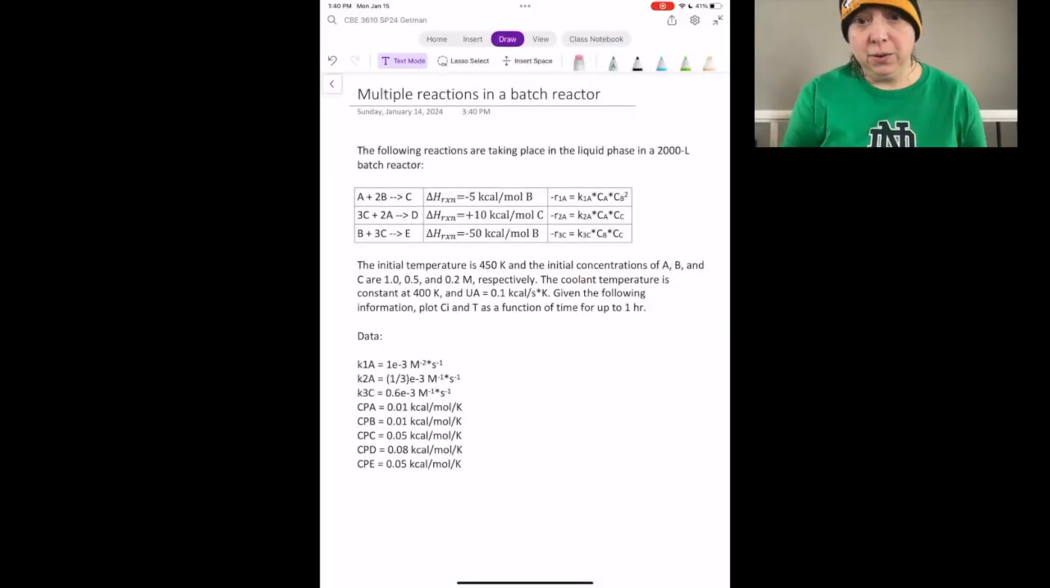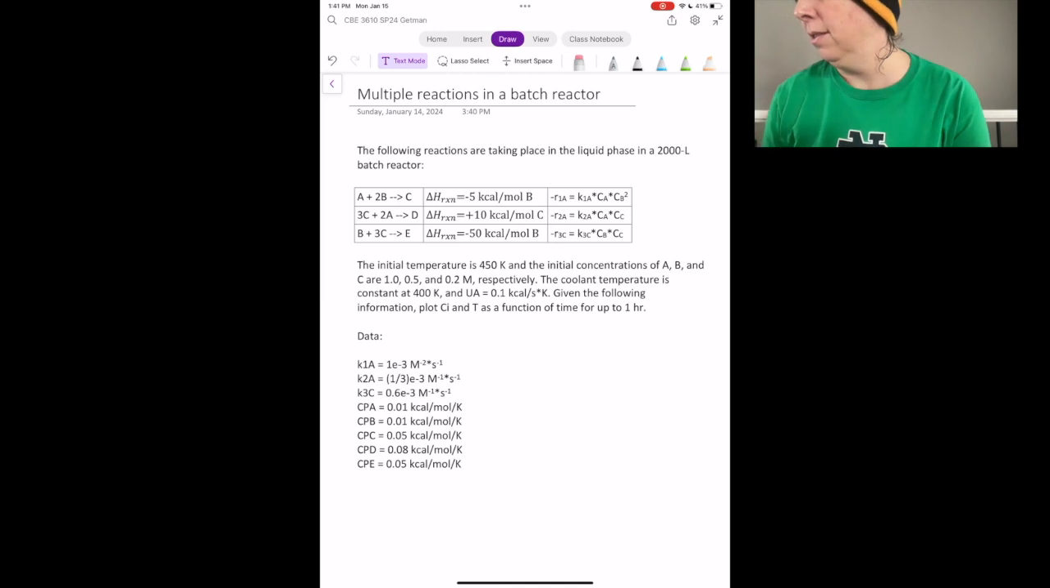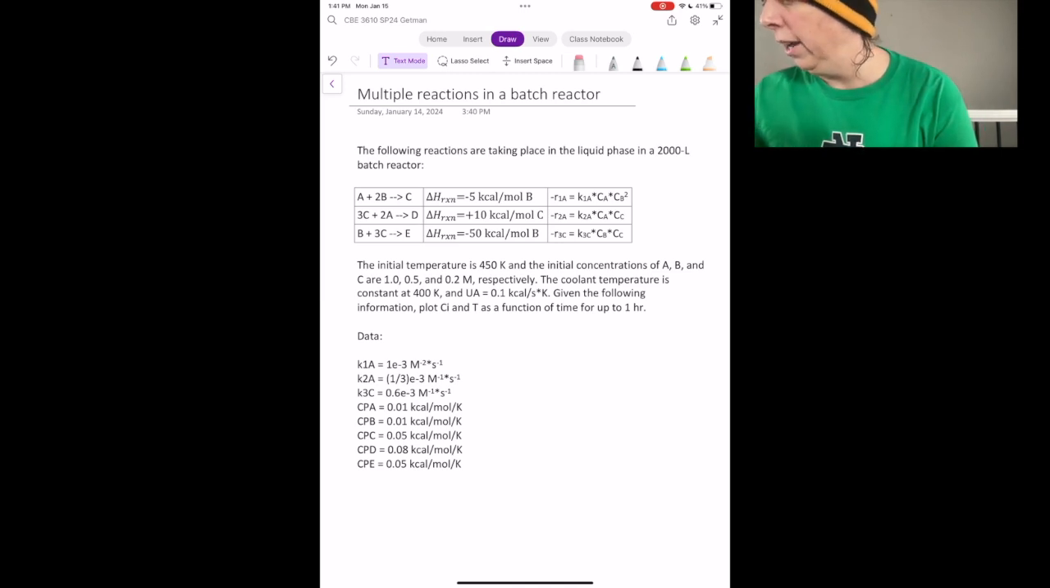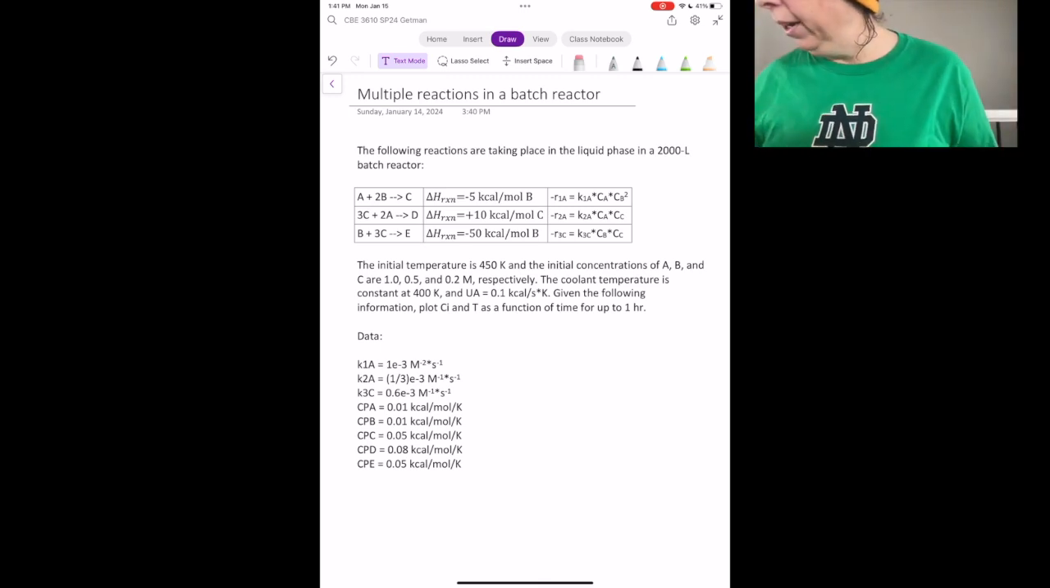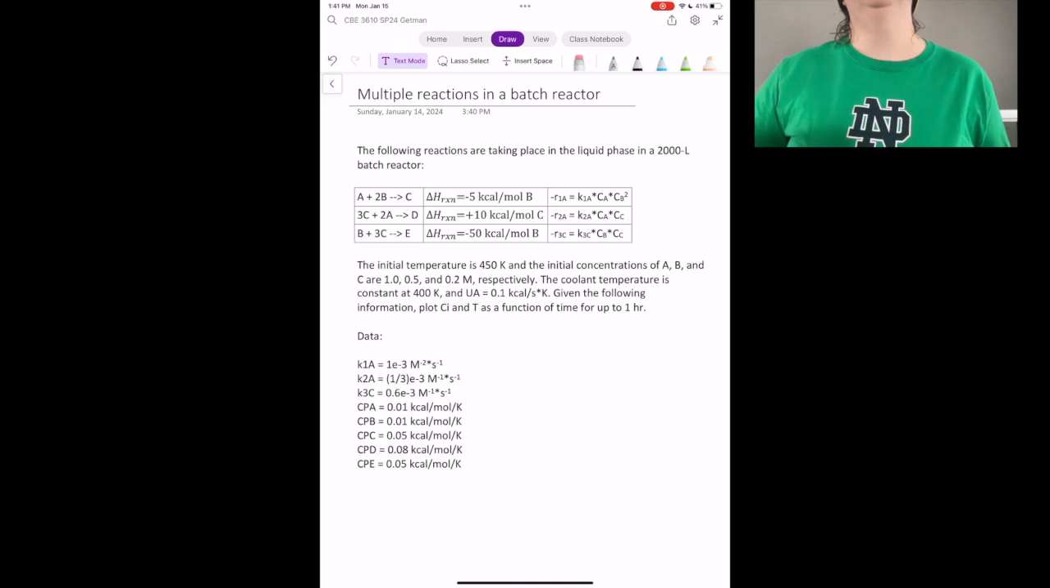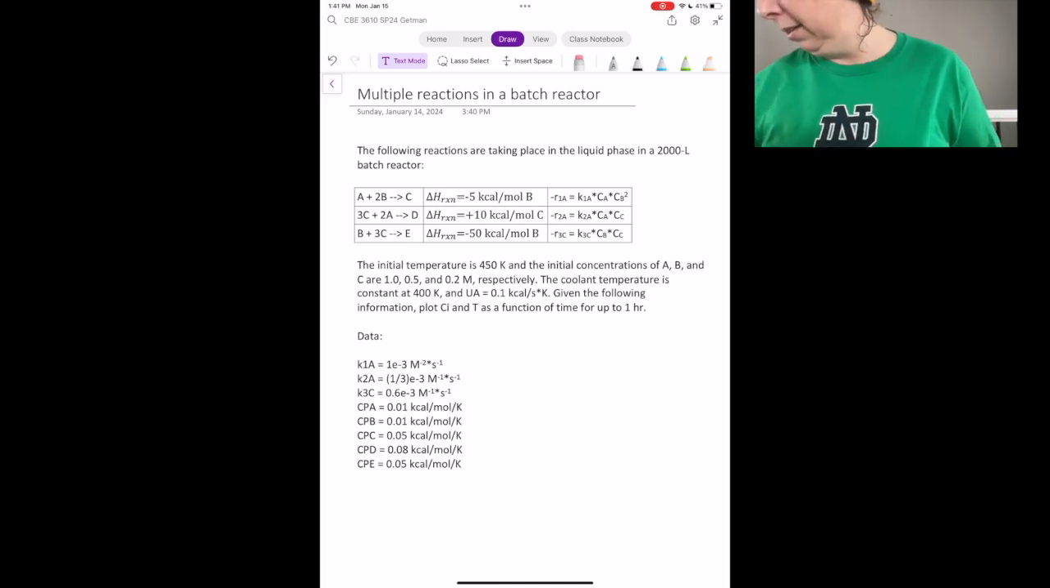All right, so in this video, I'm going to work an example involving multiple reactions in a batch reactor, and specifically this batch reactor is going to be run non-isothermally. But the reaction is carried out in the liquid phase, so the volume is constant.